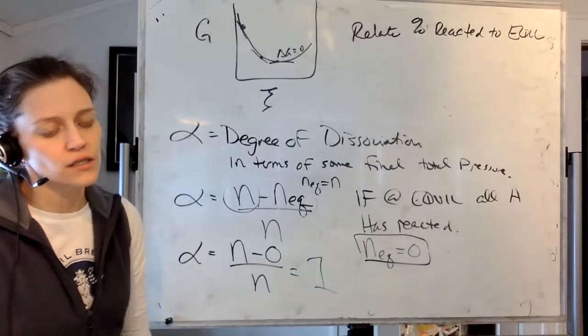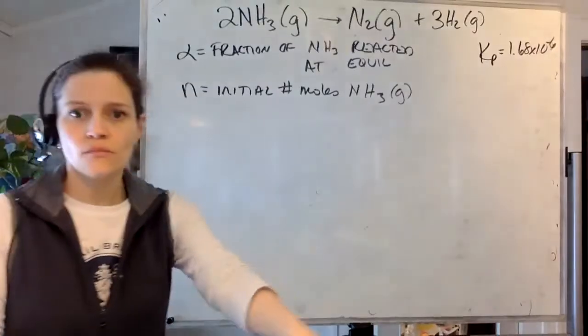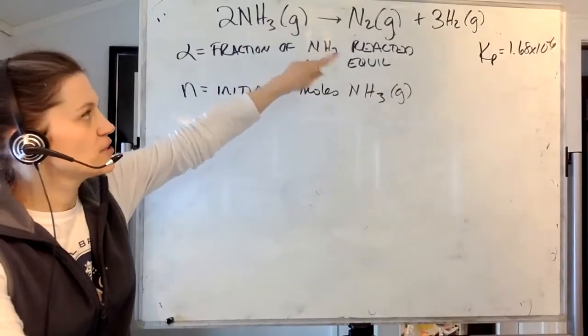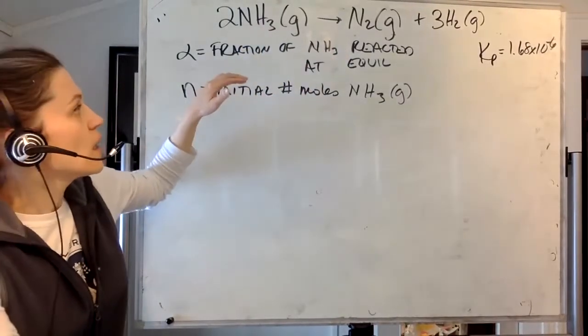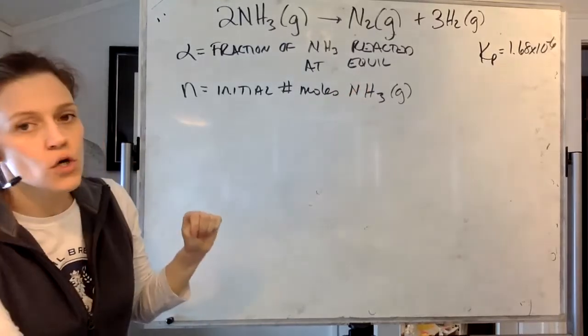Okay, so I'm going to take you through creating an ice table through an example of NH3, and then hopefully you can follow along with what I do. Okay, so here's our example. We've got NH3 decomposing into nitrogen gas and hydrogen gas, and our equilibrium constant, 1.68 times 10 to the minus 6.